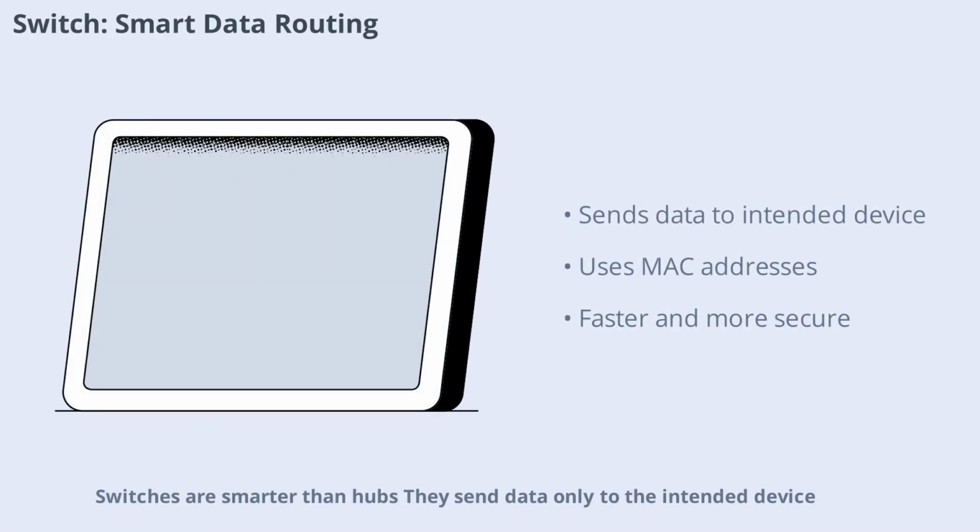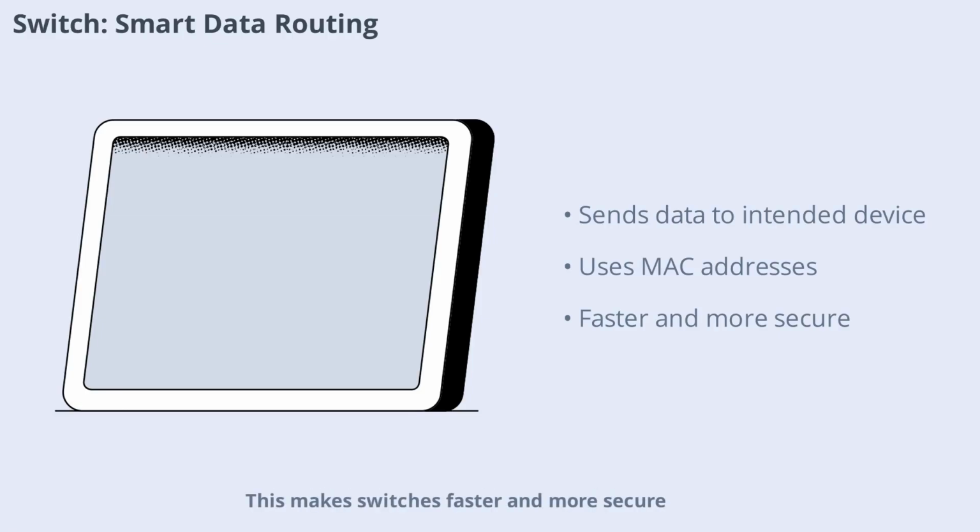Switches are smarter than hubs. They send data only to the intended device, using MAC addresses to identify recipients. This makes switches faster and more secure, reducing unnecessary traffic and improving network performance. Switches are the standard choice for most modern networks.